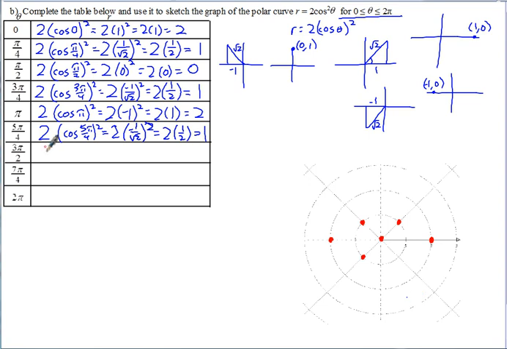3 pi over 2. Cosine of 3 pi over 2, and it's the x coordinate, which is 0. So that's 2 times 0 squared, which would be 0. So again, in the 3 pi over 2 direction, normally we'd head this way, but it's just at 0 right there. And then 7 pi over 4.